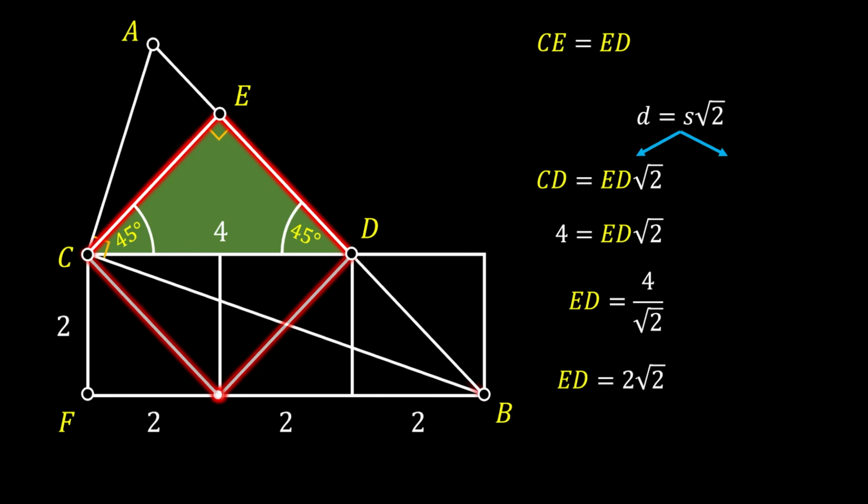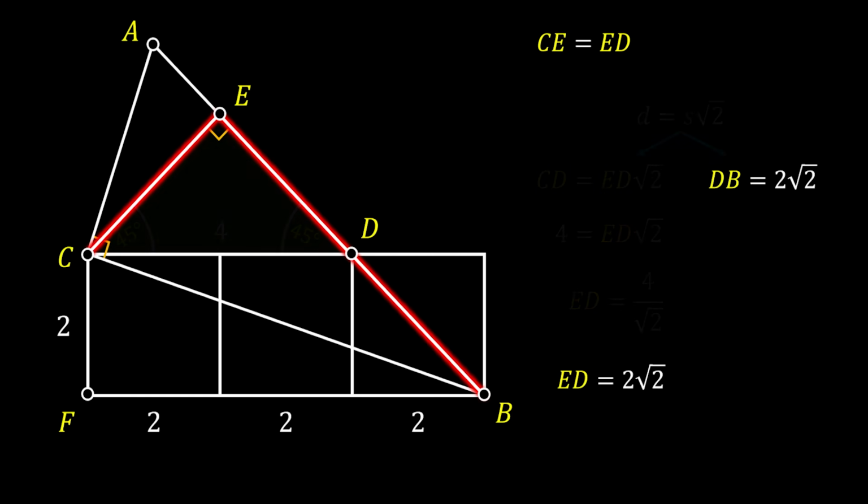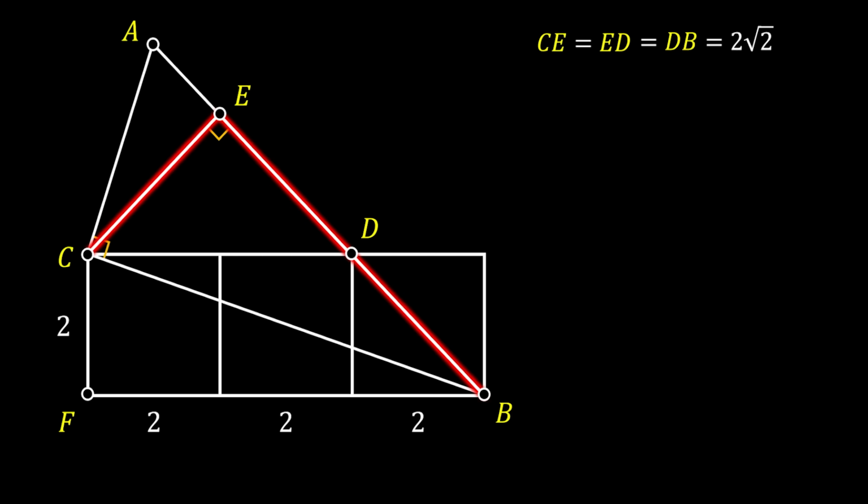Great. Now, let's have a look at the line BD. It is also the diagonal of our small square with the side 2, so DB must be equal to 2 square root of 2. And now, as you can see, all our red lines have the same length of 2 square root of 2.